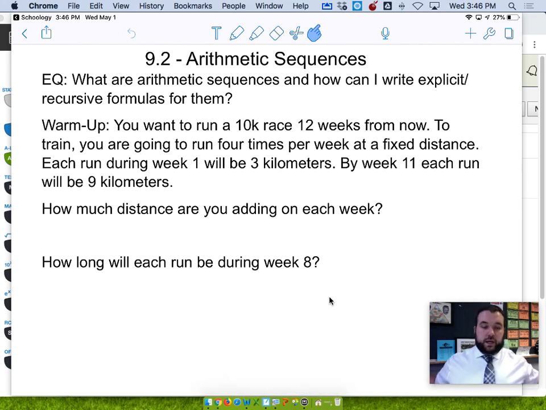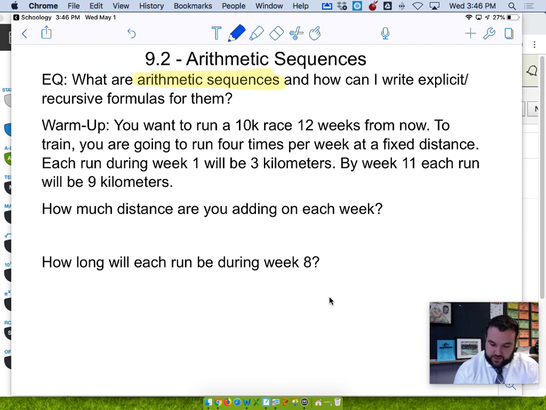All right. Going to run through section 9.2 real quick. So this is all about arithmetic sequences, which is one of our new vocab words for the day. Our EQ is: what are arithmetic sequences, and how can I write both explicit and recursive formulas for them? So in 9.1, we did explicit and recursive formulas, and today we're focusing on the same thing, just for a certain type of sequence, basically.